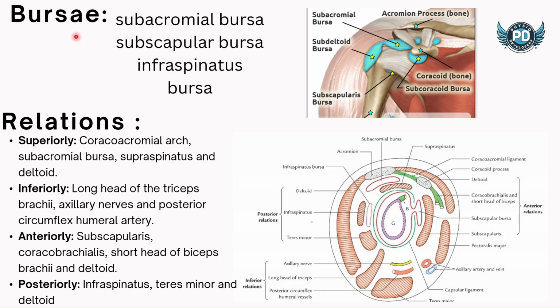Coming to the bursae. There are so many bursae present in the shoulder joint. We have to mention at least three bursae. First one is subacromial bursa. Second one is subscapular bursa. Third one is infraspinatus bursa. Subacromial means beneath the acromion process.